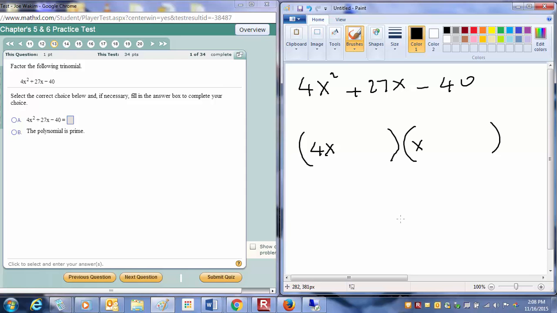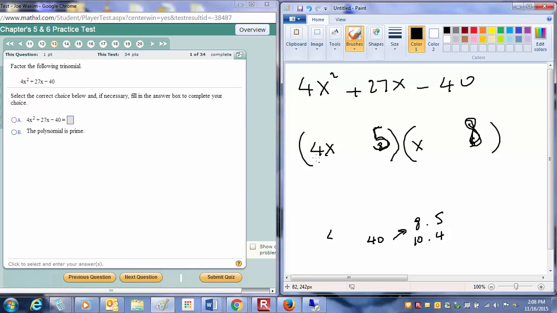So let me see here. If 40 is going to be 8 times 5 or 10 times 4, let's see which one will work best here. So 4 times 5, if I try 5 here and 8 here, this is going to be, okay, so maybe we should try 8 here. This is going to work. 8 here and 5 here.